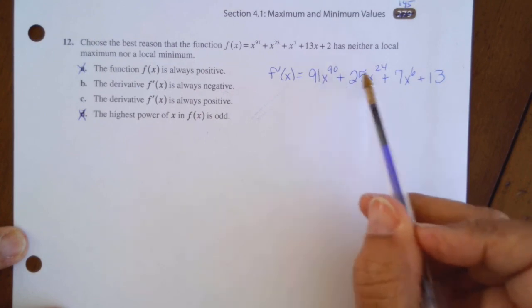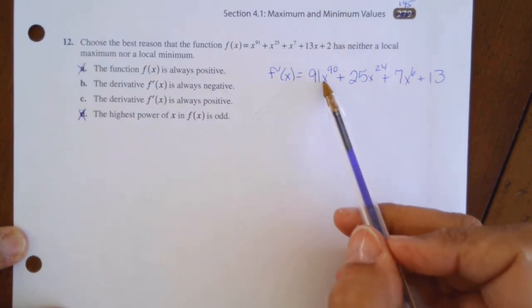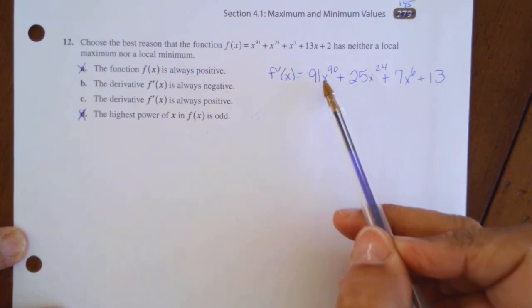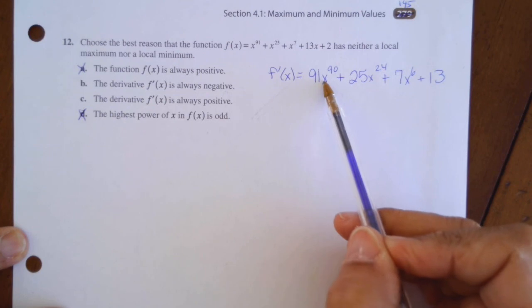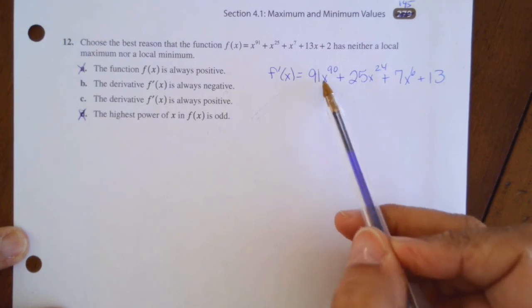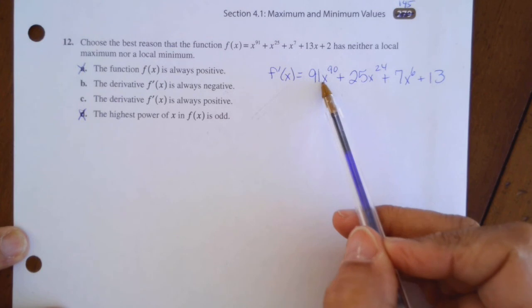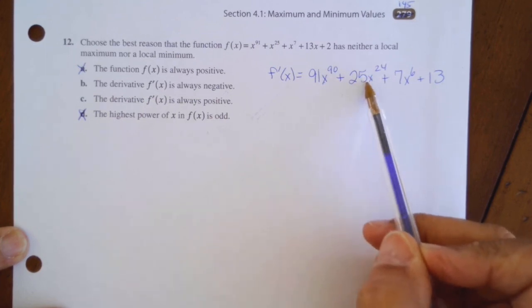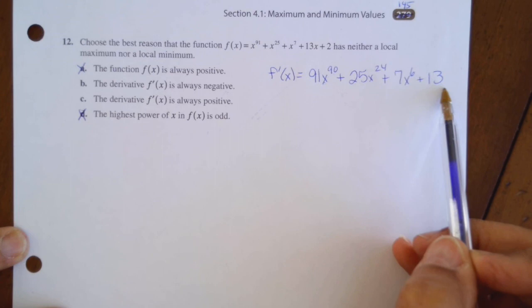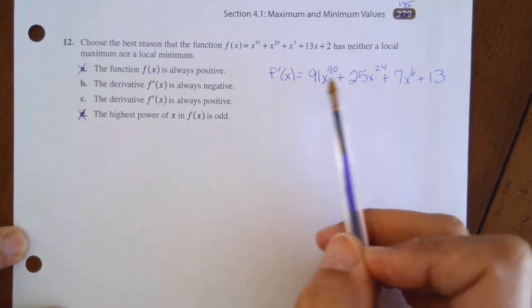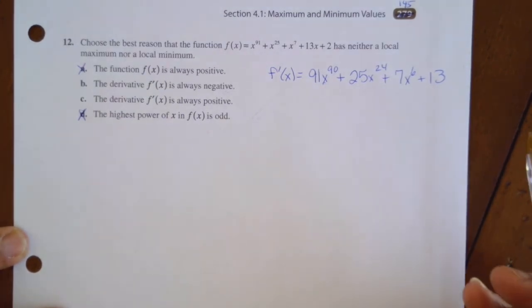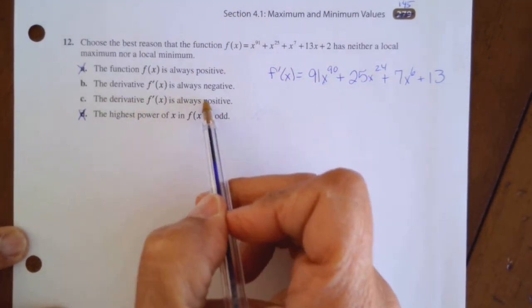This is always positive, right? No matter what x is, positive or negative, when you raise a positive or negative number to an even power, it becomes a positive number, right? So x to the 90 will always be a positive number, whether x is positive or negative. x to the 24th will always be a positive number, whether x is positive or negative. Same here, and 13 is always positive. So if we've got all these plus signs and all these numbers are positive, when I add positive numbers together, I get a positive value. So that means the derivative is always positive.